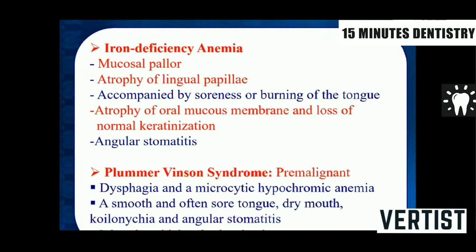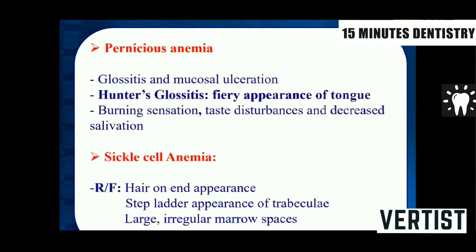Plummer-Vinson syndrome, as you all know, is a pre-malignant condition. It is characterized by dysphagia and microcytic hypochromic anemia. You will see a smooth and often sore tongue, dry mouth, koilonychia, and angular stomatitis, and characteristically dysphagia, which is caused by the cricopharyngeal web. Plummer-Vinson has also been asked multiple times as SAQ.